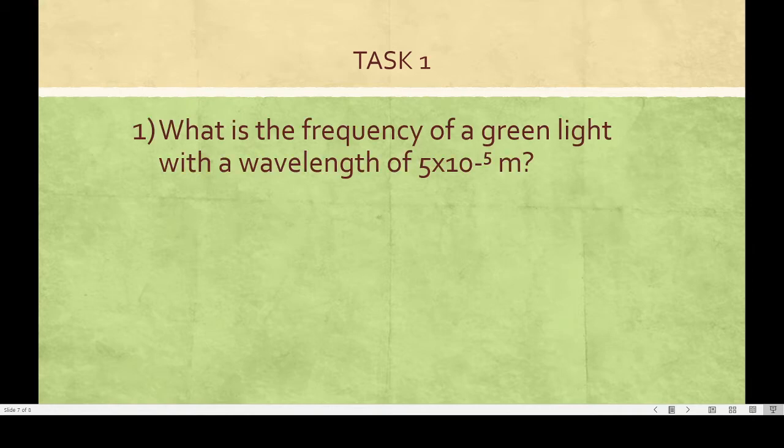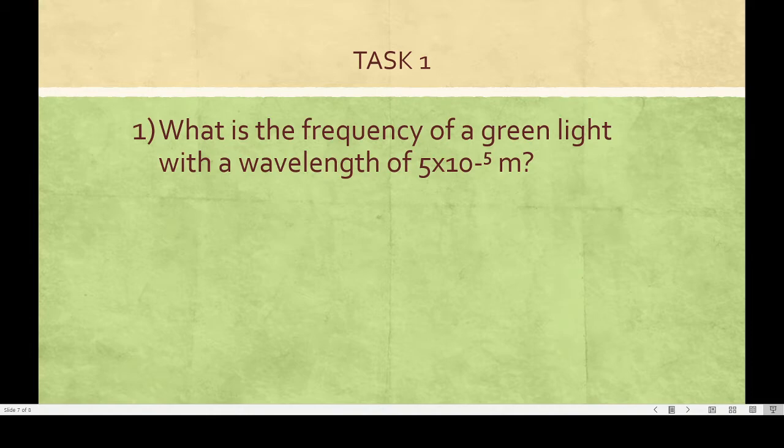So you have to write your answer in a bond paper or in a paper. Then you have to follow the steps provided in my discussion. Then once you're done answering this task, you can take a picture of it and upload in Google Classroom. So your first problem is, what is the frequency of a green light with a wavelength of 5 times 10 raised to -5 meters?